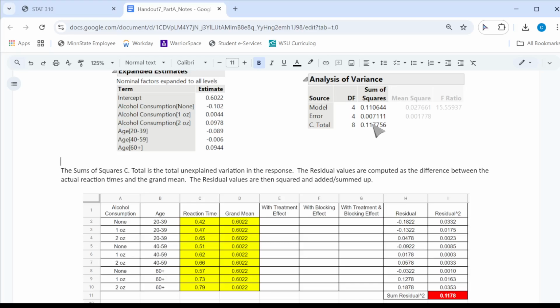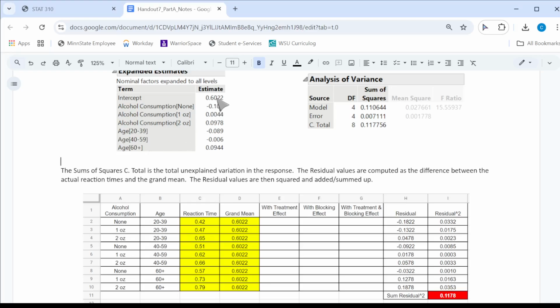All right, let's talk about this one here, which is going to be my sums of squares error in my model. That's this one here. The sums of squares error is going to be how much error do I have if I use my model fully. So if I worry about what alcohol consumption level are we at, and what age are we at. So this one right here, the 0.00711, is the amount of error that I have if I look at my model completely, which would have both an effect due to alcohol consumption, and an effect due to the blocking variable.